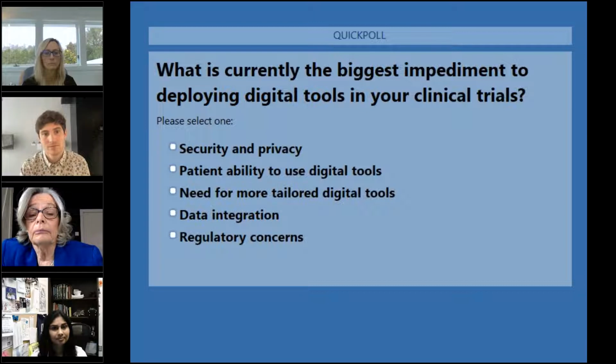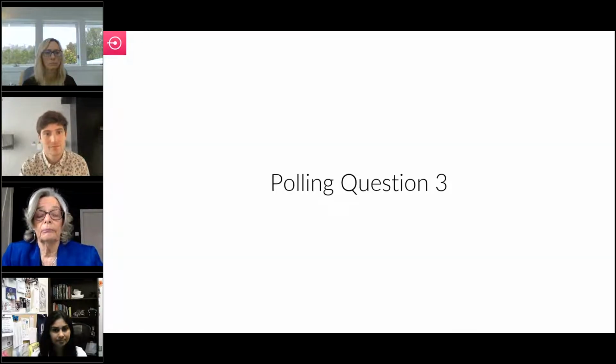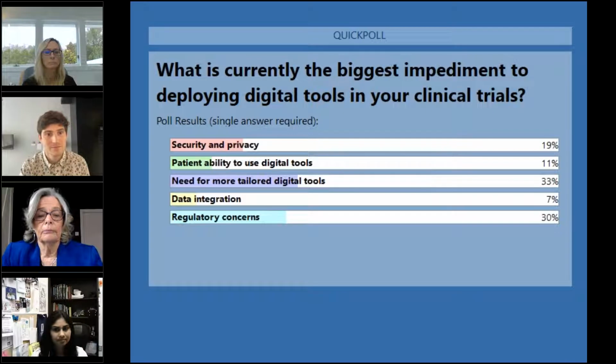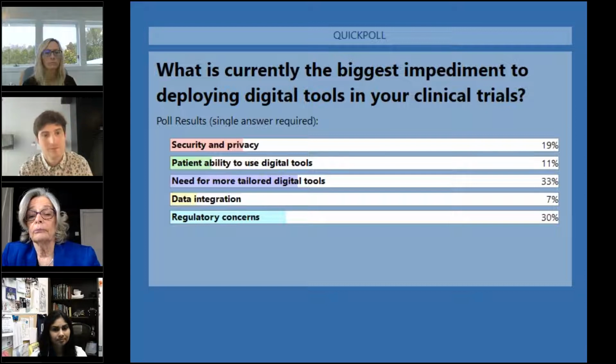Give everyone a couple seconds to submit your vote. We greatly appreciate you taking the time to consider. Again, the question being, what is currently the biggest impediment to deploying digital tools in your clinical trials? We've got most of the votes in. Let's go ahead and take a look at our results for this one this time. 30% of you for regulatory concerns, 33% for need for more tailored digital tools, and then coming in at 90% security and privacy, 11% at patient ability to use the tools, and then 7% for data integration. Again, thank you very much. Holly, it's back to you.